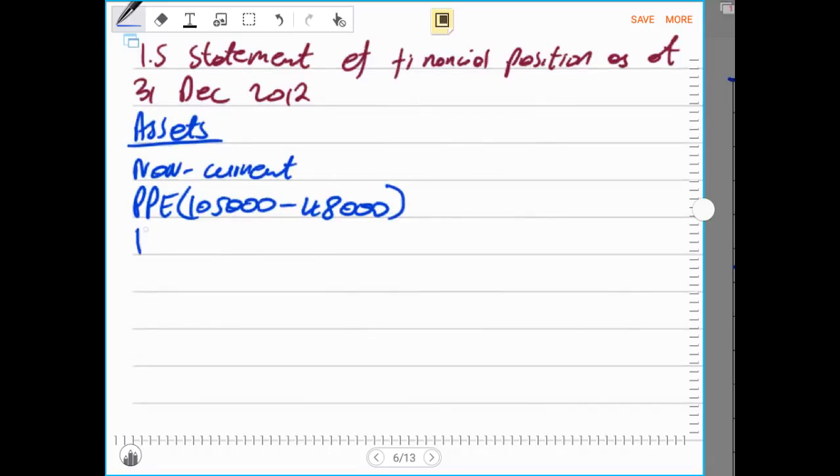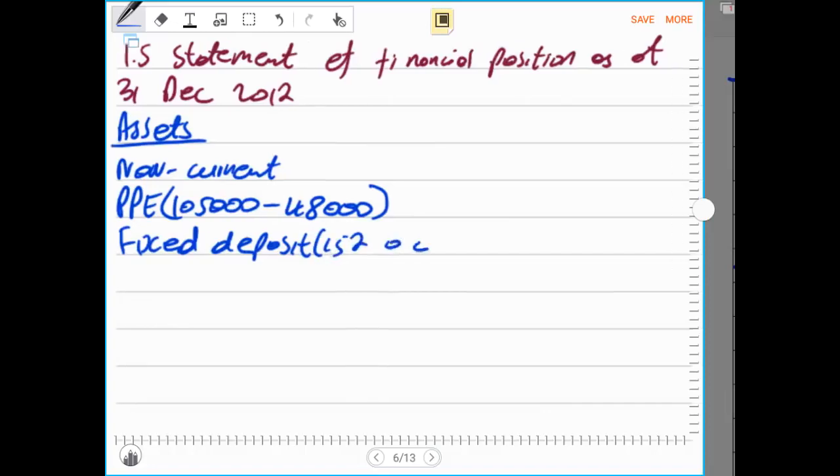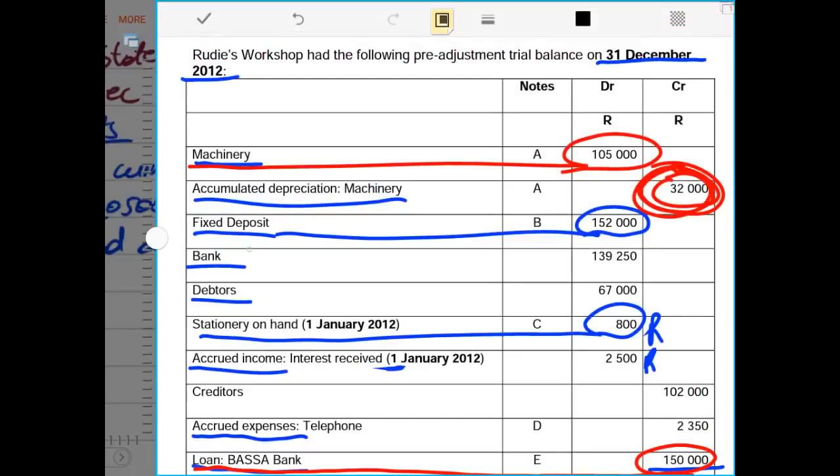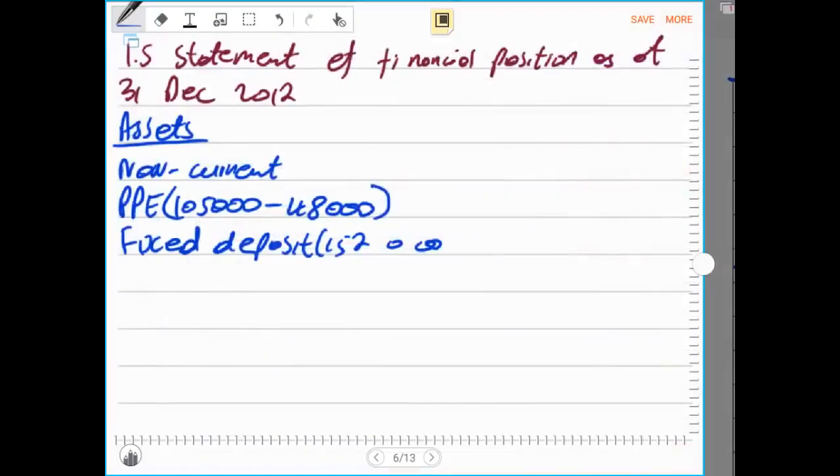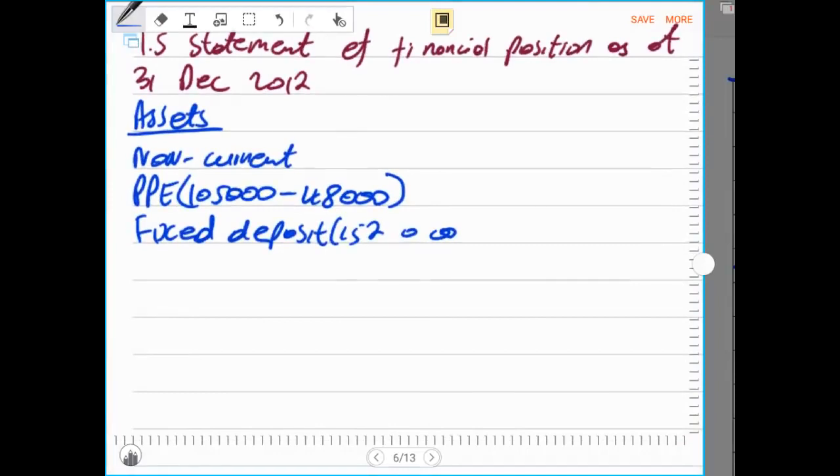Then there was a fixed deposit. And our fixed deposit was 152,000 rands, if my memory still serves me. There is our fixed deposit, 152,000 rands. Remember, a fixed deposit is a long-term investment. It's a long-term asset. So now that 152,000 rands will be recorded under our non-current assets.